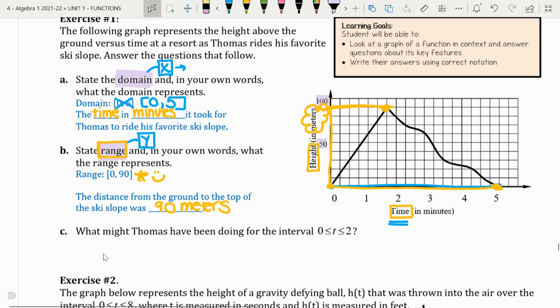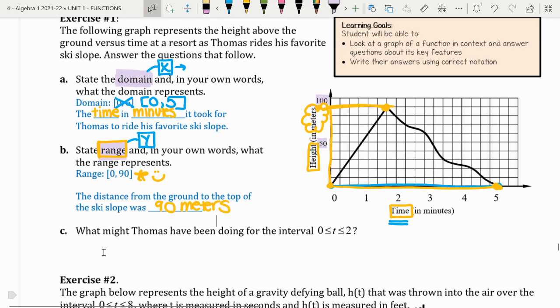Okay, so now I love questions like this. What might Thomas have been doing in the interval 0 ≤ t ≤ 2? When I read this, I read it as t is between 0 and 2. Time is between 0 and 2. So I'm looking at the time between 0 and 2. And between that time, it looks like Thomas is going up at a steady rate. So when you're skiing and you're going up at a steady rate, maybe you are riding the chairlift.